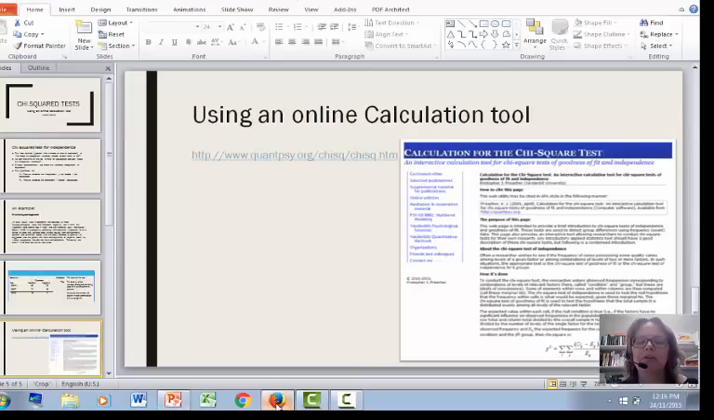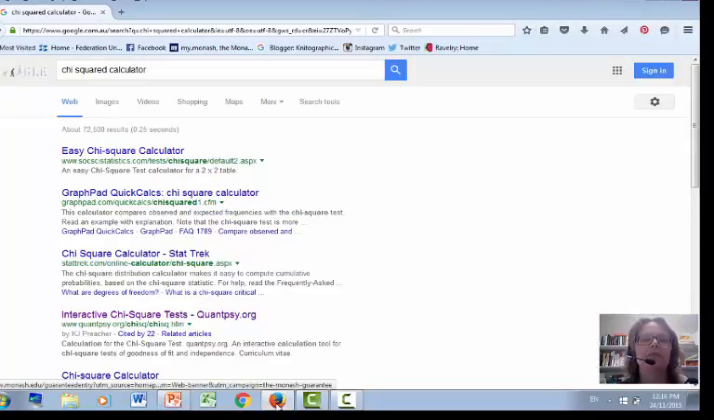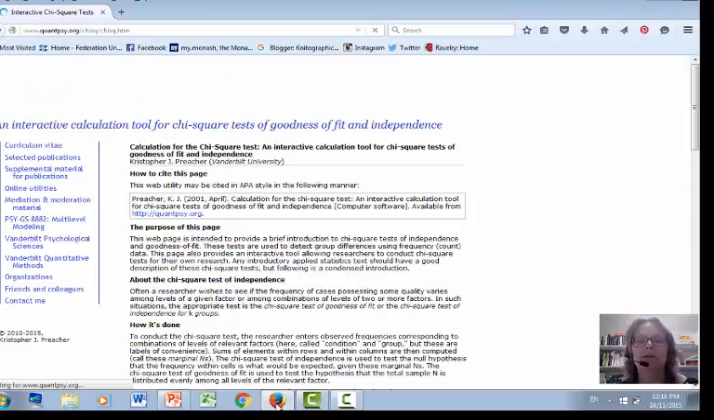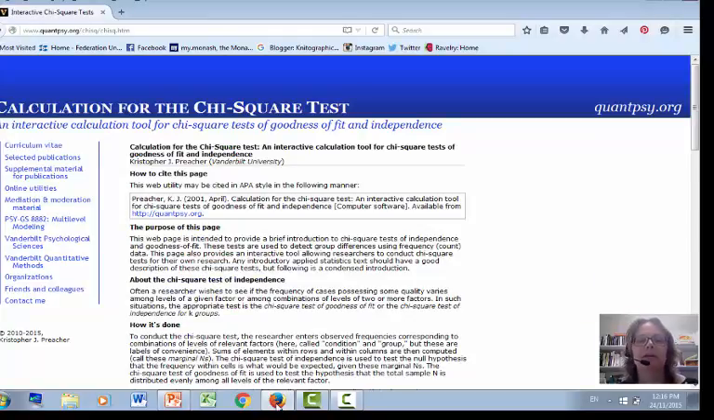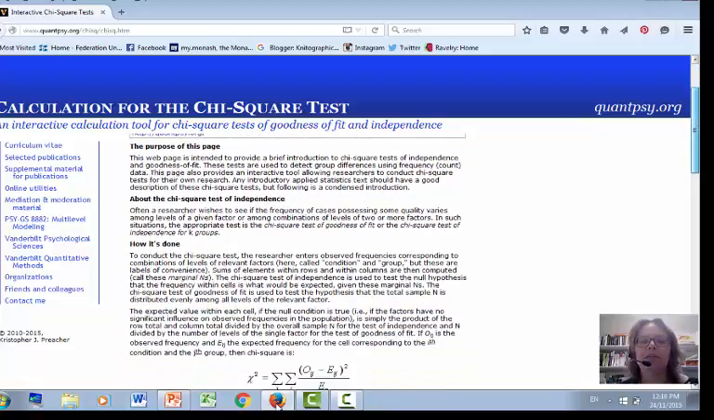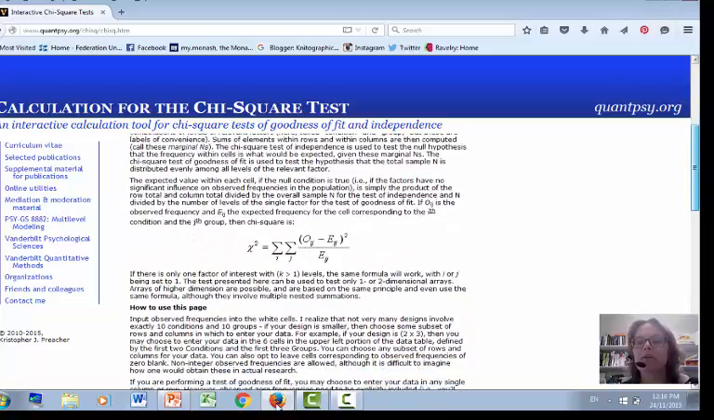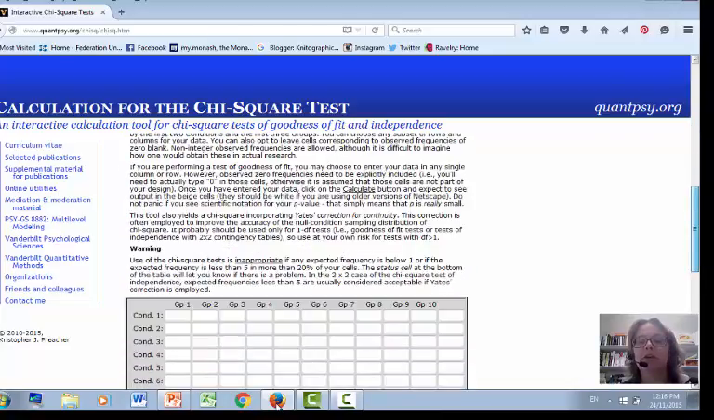So at this stage, I'm changing to, I've just done a Google search here, and all I've searched for is chi-squared calculator. The one we're using here is by quantsci.org, by a guy called Christopher J. Preacher from Vanderbilt University. And you can see up the top here, this web utility may be cited in the APA style in the following manner. It explains the purpose of the page, gives us a whole heap of theory behind what the test is, tells us how to use the page. Let's go down and have a look.